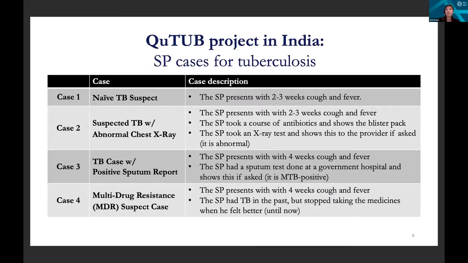Here are the 4 SP cases for tuberculosis we developed. We start with a typical TB suspect textbook case, and then we also have an MDR suspect case. Our team recruited and trained SPs to portray these, and they visited sampled providers. Those of us on the research team who led the sampling worked very closely with the field team to make sure detection risks were minimized as much as possible in the field, so that as more and more SPs visited the same doctors in our sampling frame, they wouldn't be able to detect them.